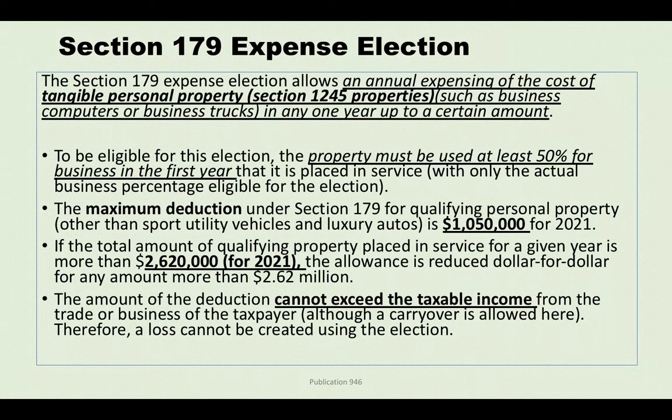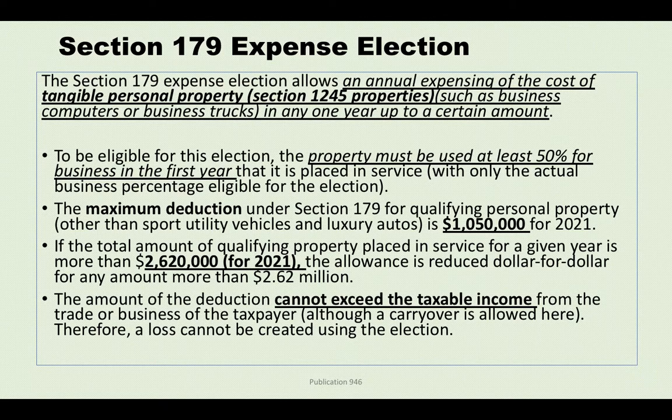amount. So basically, if you run a business, you have a lot of personal property, like computers and business trucks. Section 179 allows you to expense some or all of your cost in one year, which is a great deal. You can choose, in a year when you make lots of profit and income, to expense all those things and reduce your taxable income. So this is very beneficial for you to use.